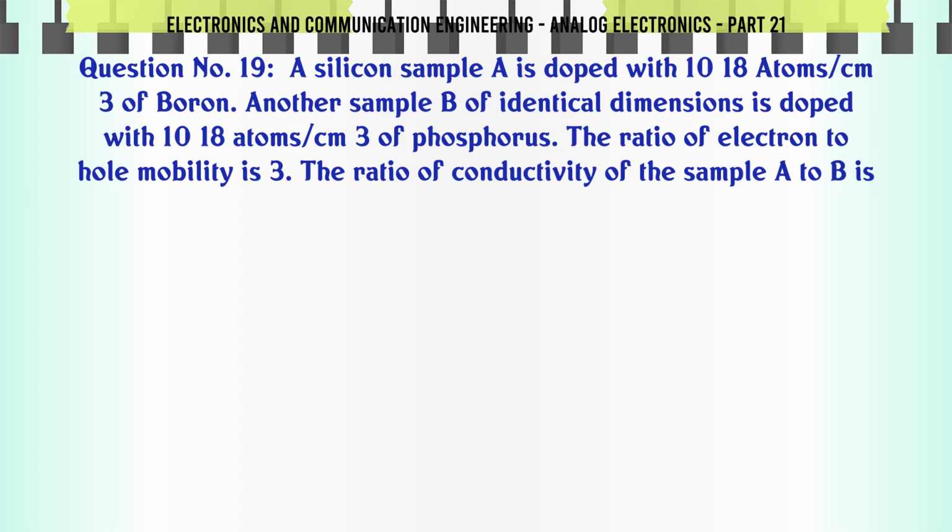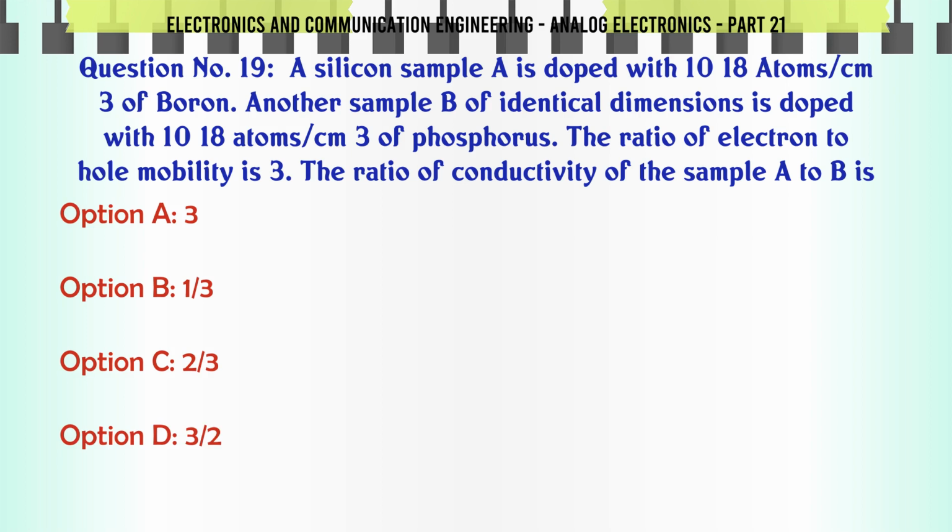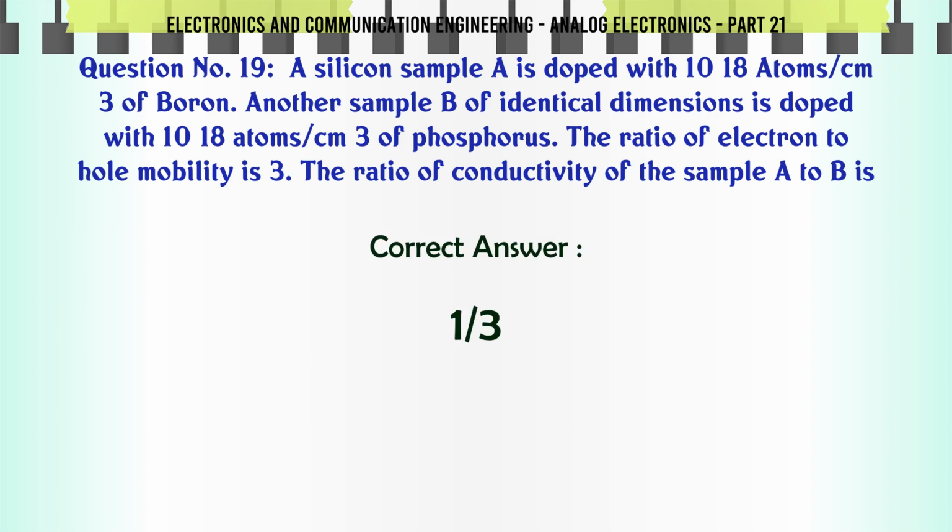A silicon sample A is doped with 10^18 atoms/cm^3 of boron. Another sample B of identical dimensions is doped with 10^18 atoms/cm^3 of phosphorus. The ratio of electron to hole mobility is 3. The ratio of conductivity of the sample A to B is A. 3, B. 1/3, C. 2/3, D. 3/2. The correct answer is 1/3.